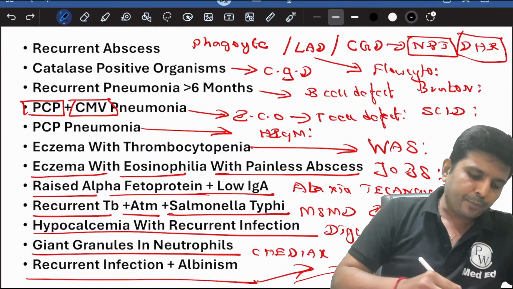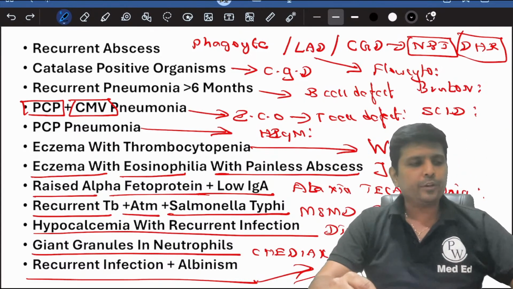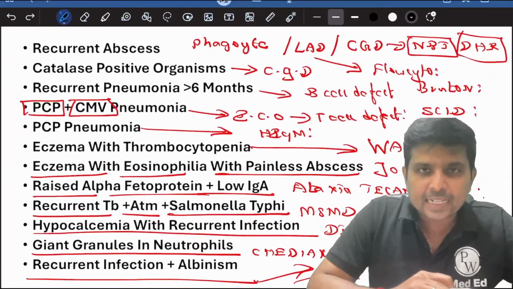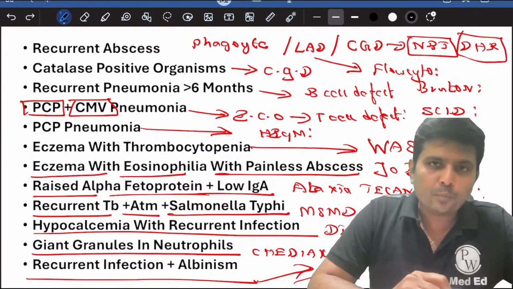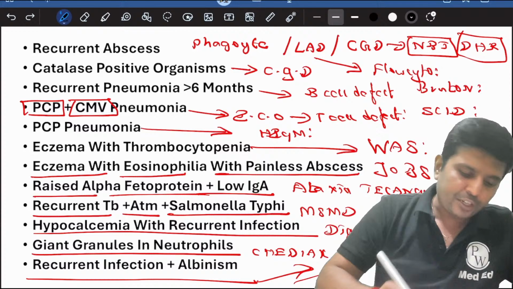Inborn errors of immunity. Yeah, rapid fire thing that we are going to see right now. Remember, whenever you see a case of a recurrent skin and soft tissue abscess, it is due to phagocytic disorder, and the most common phagocytic disorder that can produce skin and soft tissue infection is chronic granulomatous disease.